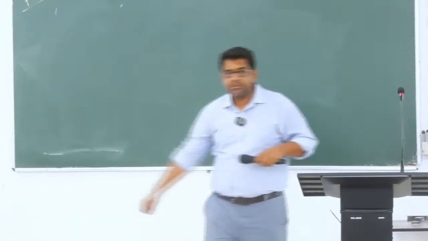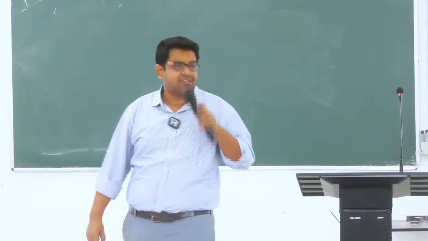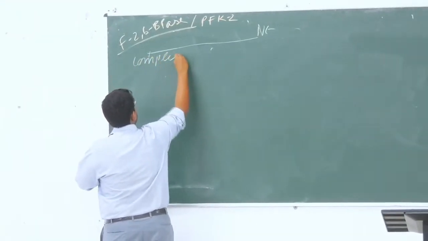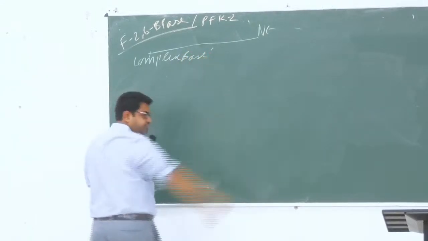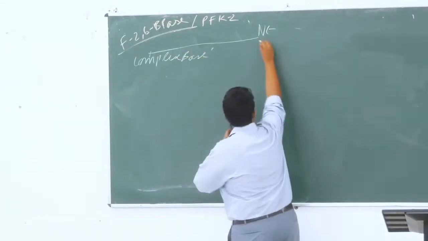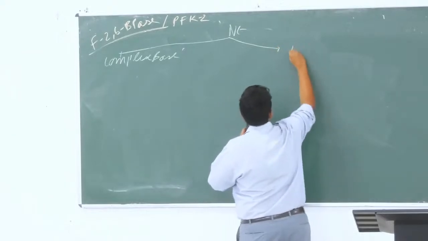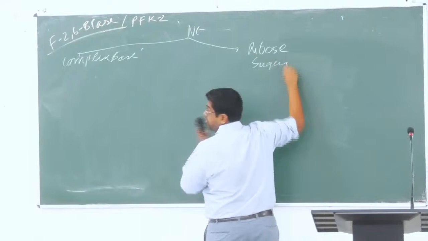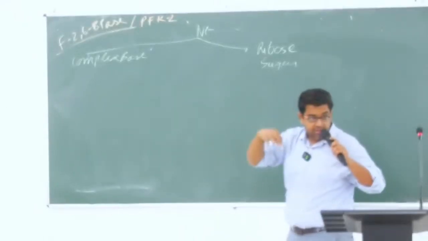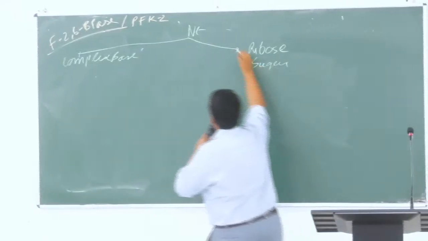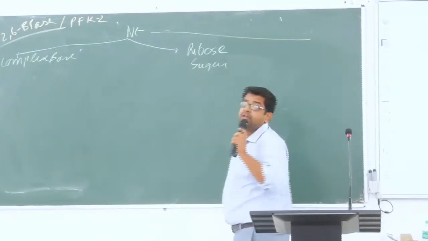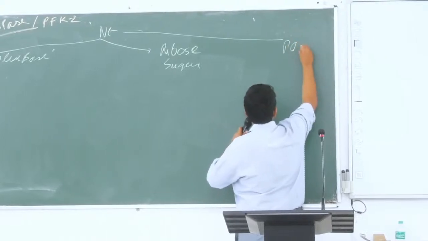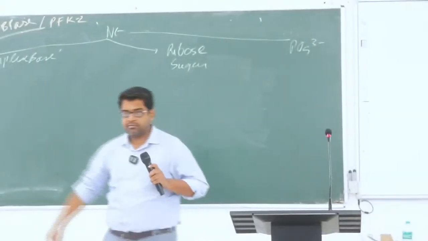Nucleotides are basically composed of three parts. First is a complex base. Second is a ribose sugar. I am oversimplifying things for your understanding. We'll get into the complicated part little by little. And then you have phosphate groups.